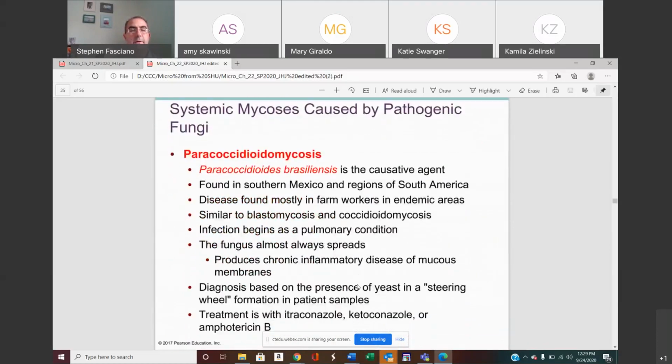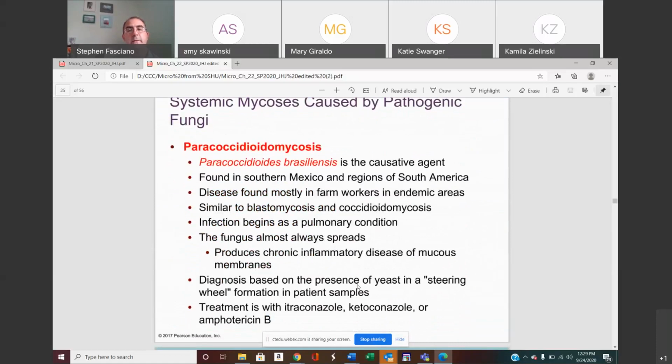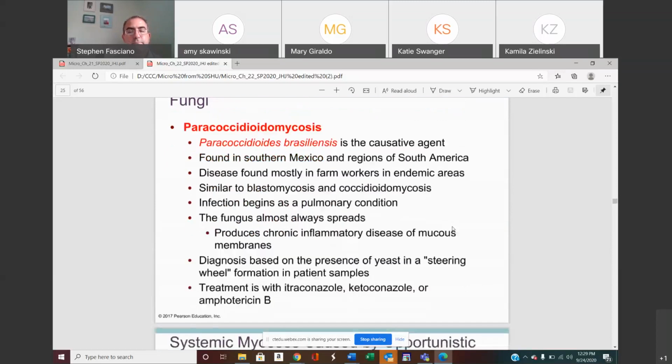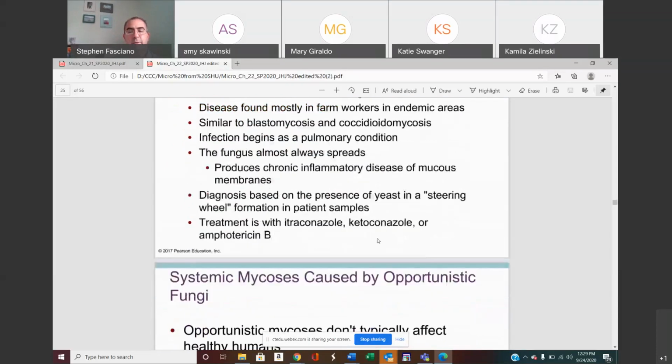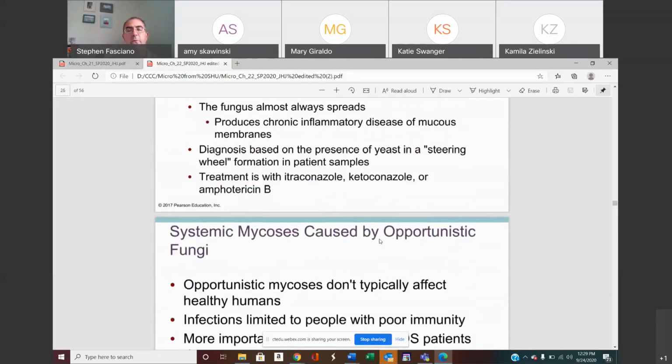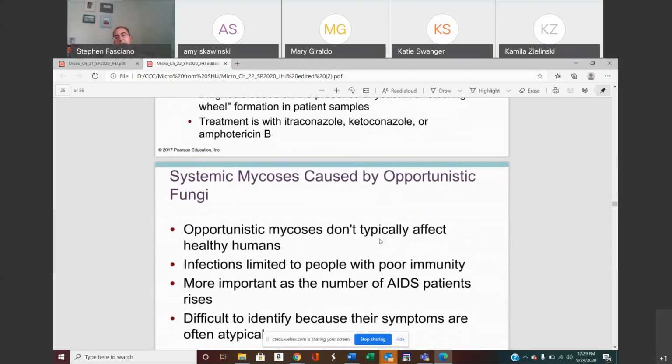Right? And then the fourth one is paracoccidioidomycosis, and found in kind of the same areas, southern Mexico and regions of South America, so further south. Again, the infection begins as a pulmonary condition, but this fungus almost always spreads, which produces a more chronic inflammatory disease of all your mucous membranes. The diagnosis is based on the presence of yeast, and it's treated with these various drugs. So for those 4 pathogenic fungi, you need to know where they're found. You need to know what drugs typically treat them, and what they can cause.